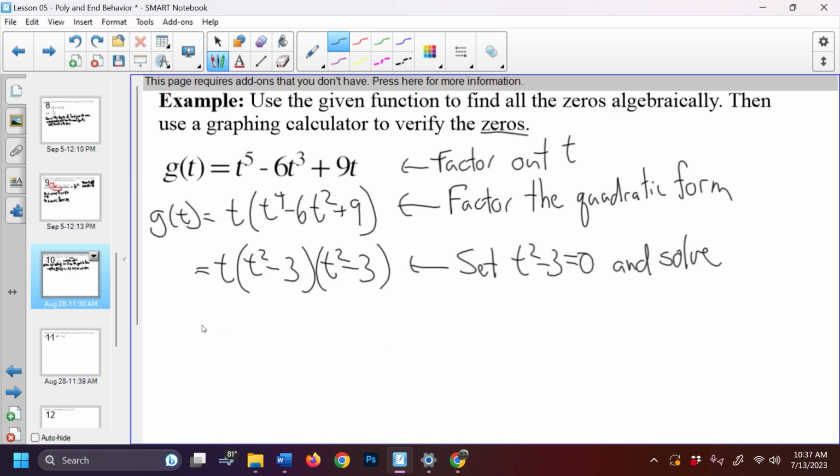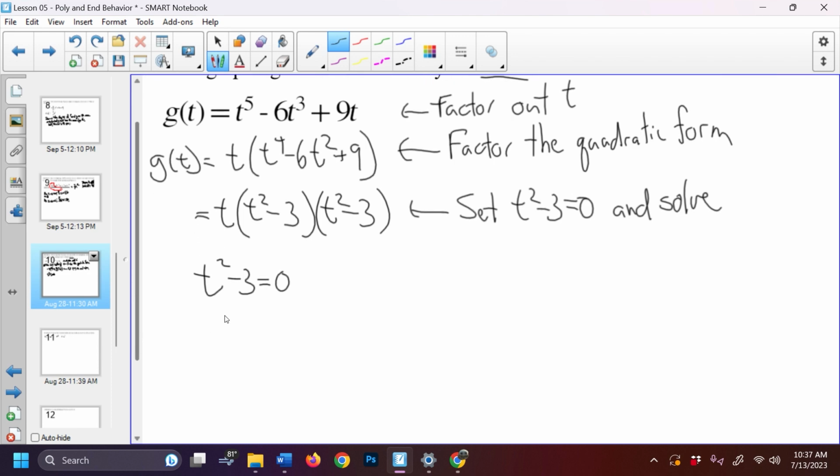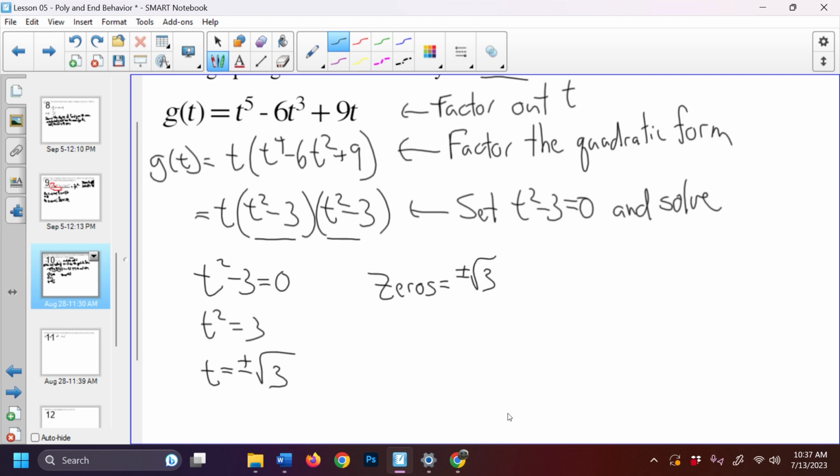So I've got t squared minus 3 equals 0. If I add 3 to both sides, I'll get t squared equals 3. And then I'll take the square root of both sides, and I'll have t equals plus or minus the square root of 3. And so those are my two zeros. And so since these two factors here are the same, my zeros will be plus or minus the square root of 3. And then this factor t right there, that'll also give me a zero of 0.